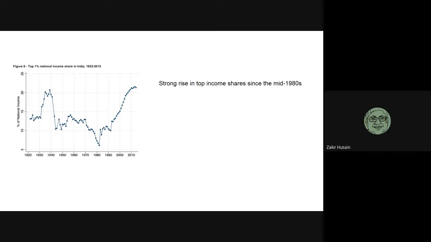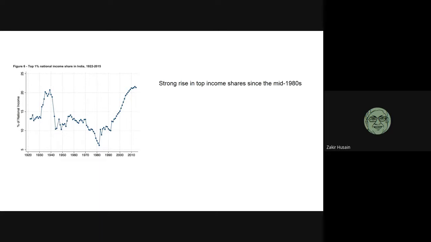So this is the broad trend starting from 1920. What has happened to the top 1% national income share? You can see that it's not a very clear trend. It went up during the 1930s. After independence, there was a decline, particularly from the late 60s. There was a decline from the 70s also.